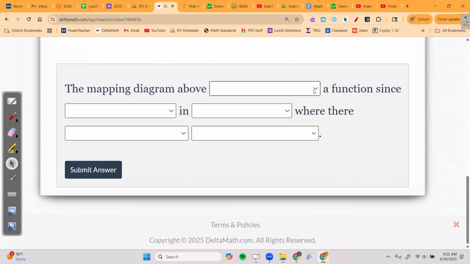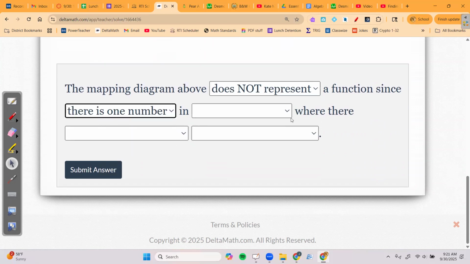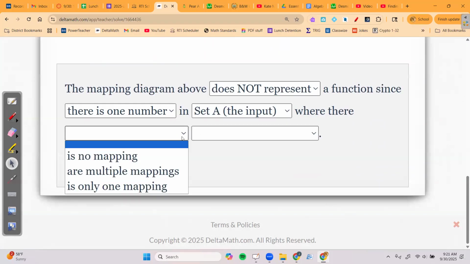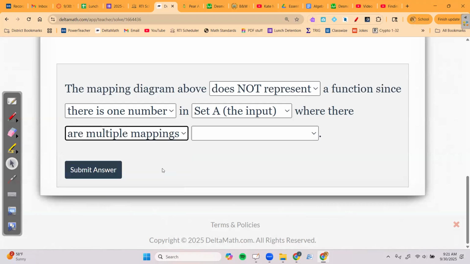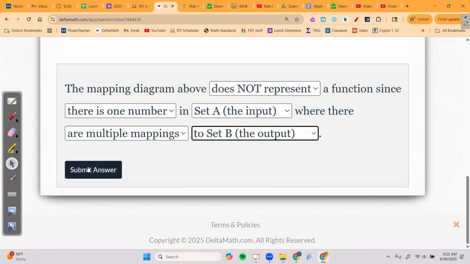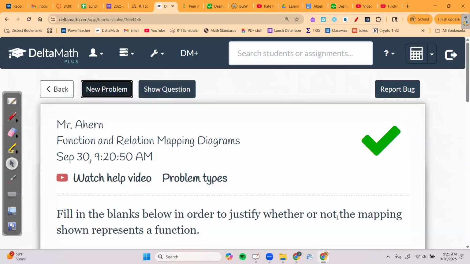So here we go. The mapping diagram above does not represent a function since there's one bad guy in set A where there are multiple mappings to set B. Okay. So don't be intimidated by all those check boxes, but it's really testing your ability to understand the language of function, not a function, input, output.